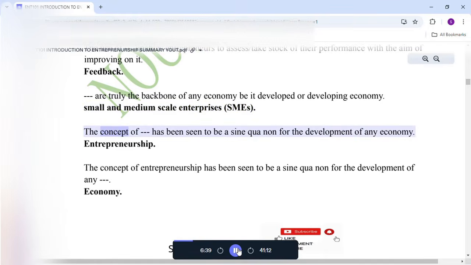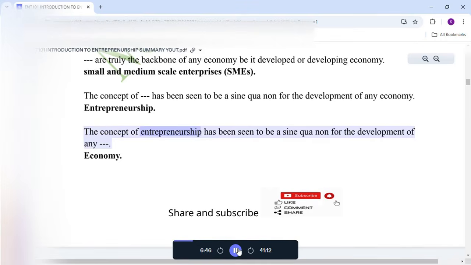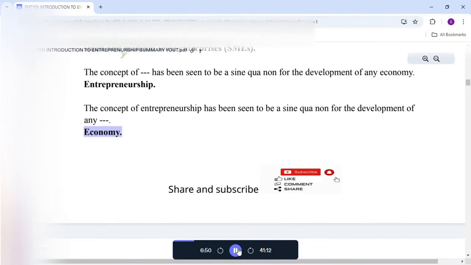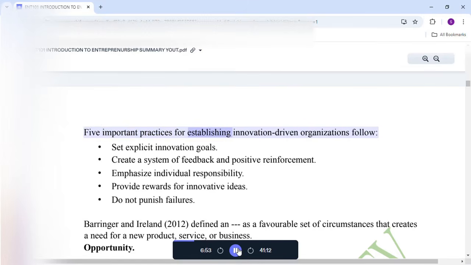The concept of entrepreneurship has been seen to be a sine qua non for the development of any economy.